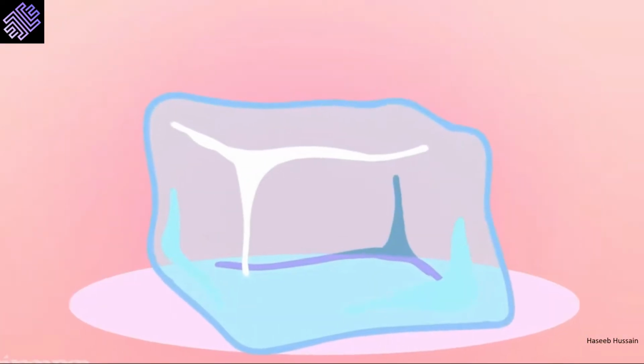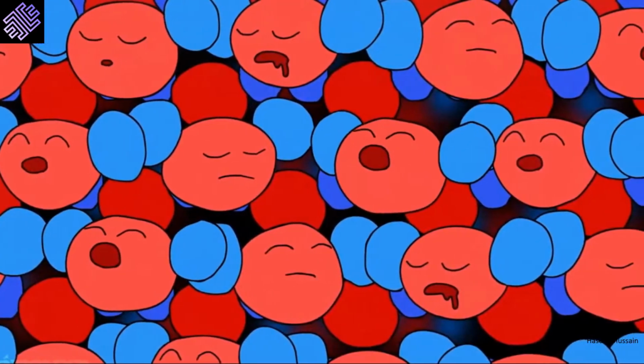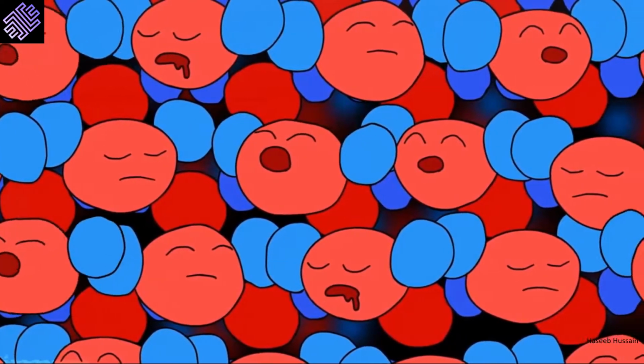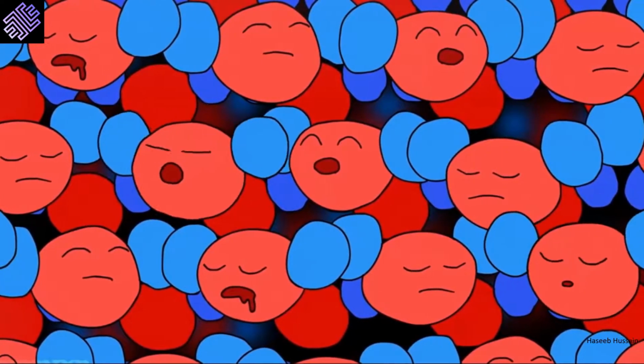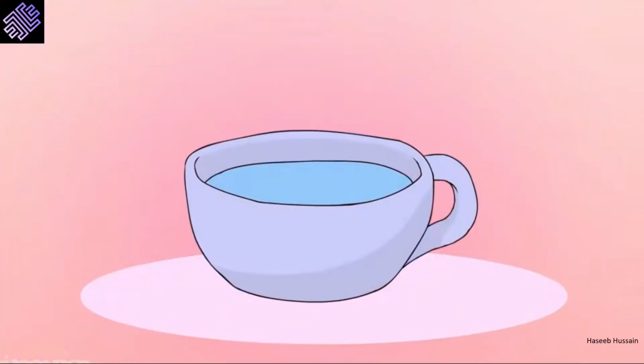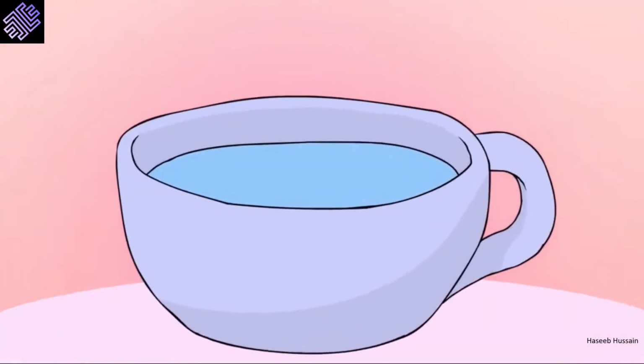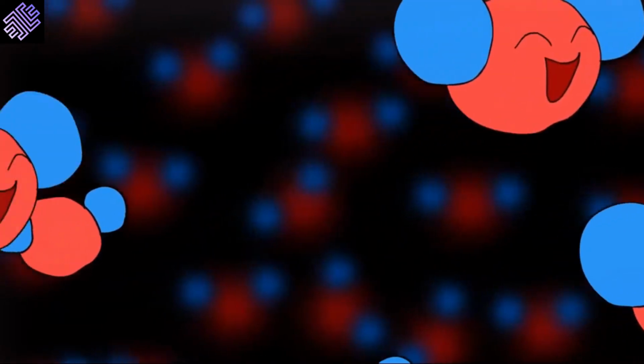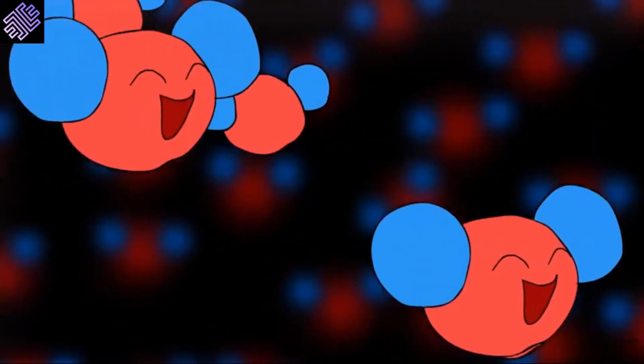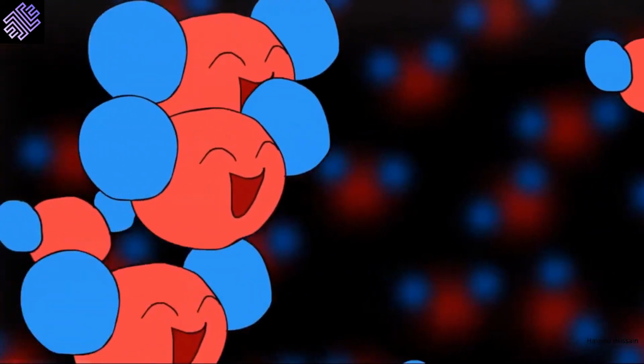In solids, such as ice, the particles hardly move at all and hold a regular pattern because the energy is low and particles are tightly packed. In liquids, such as water, the particles have more energy and freedom to move around. That's why liquids have the ability to flow and take the shape of any container they are put in.